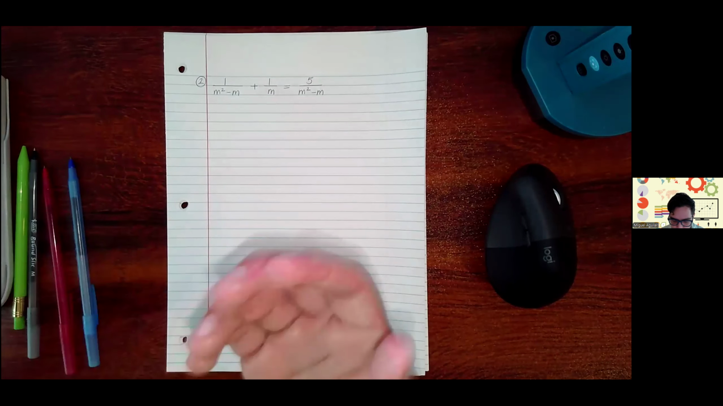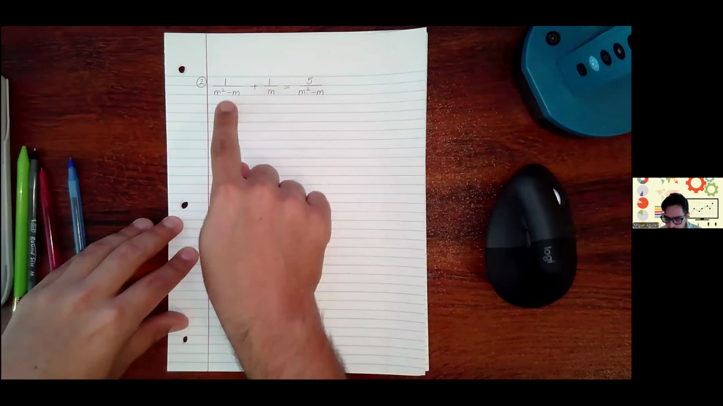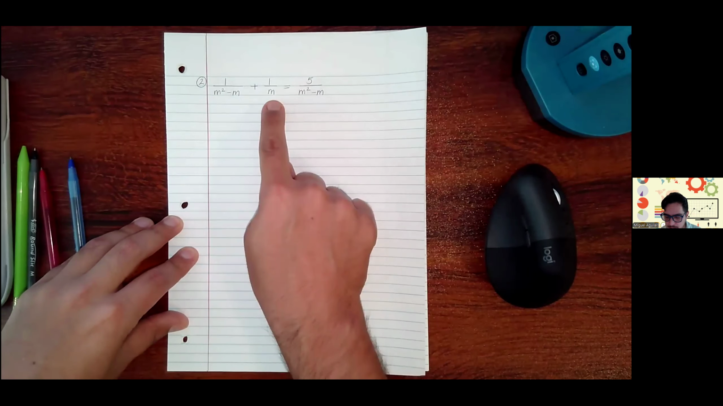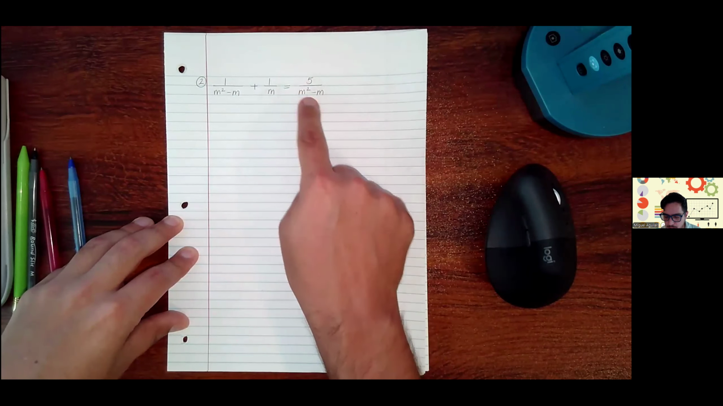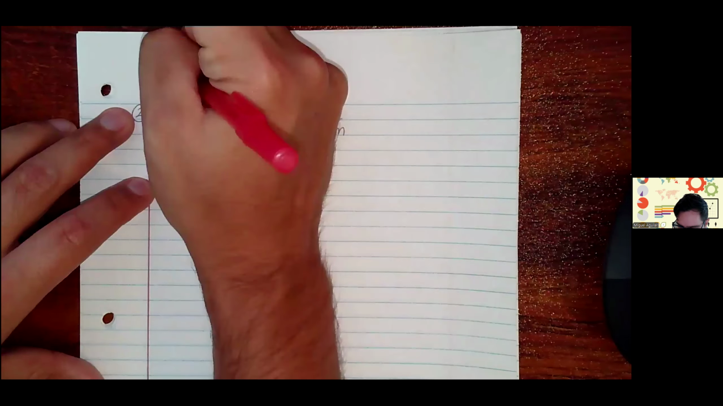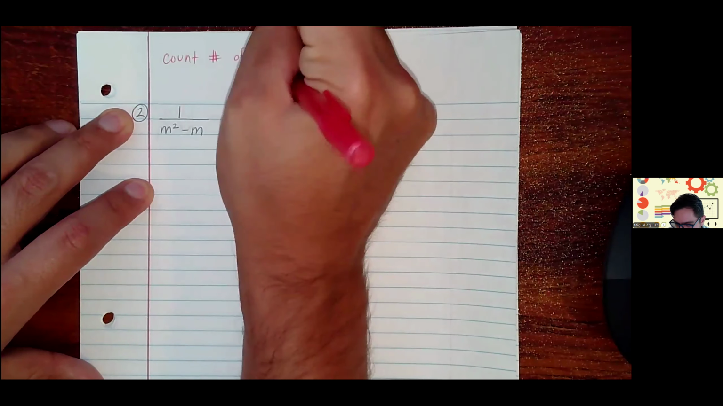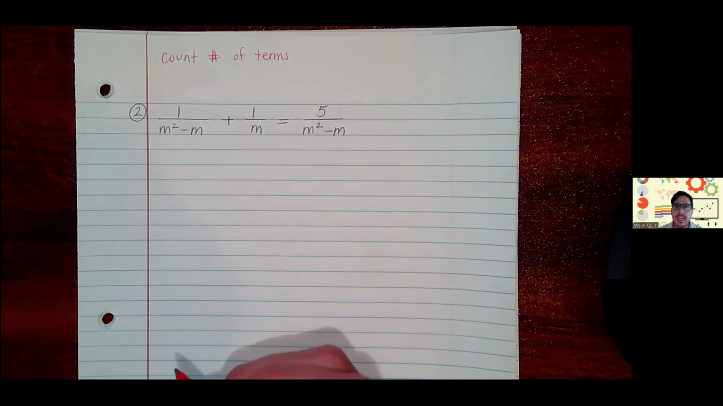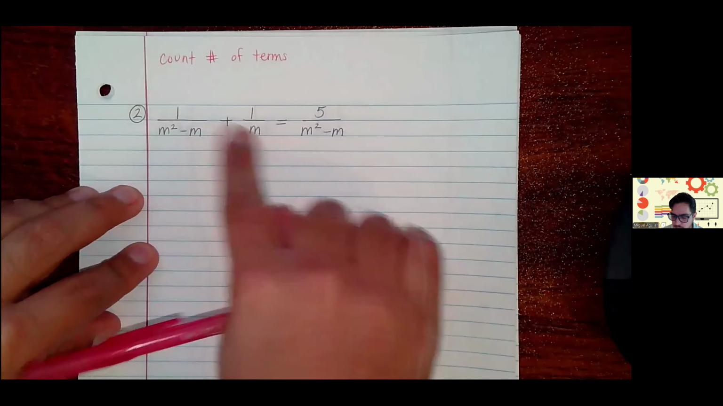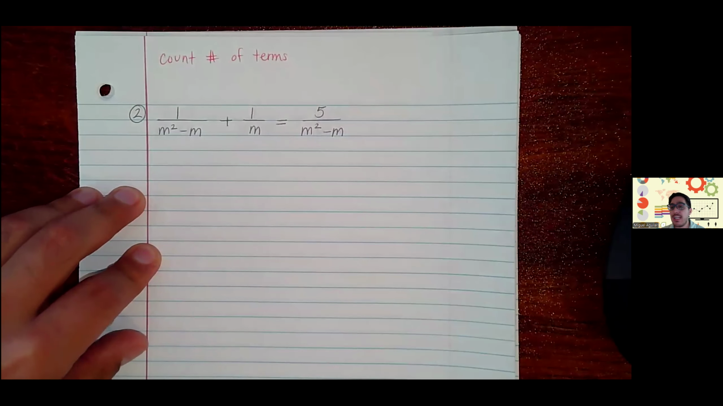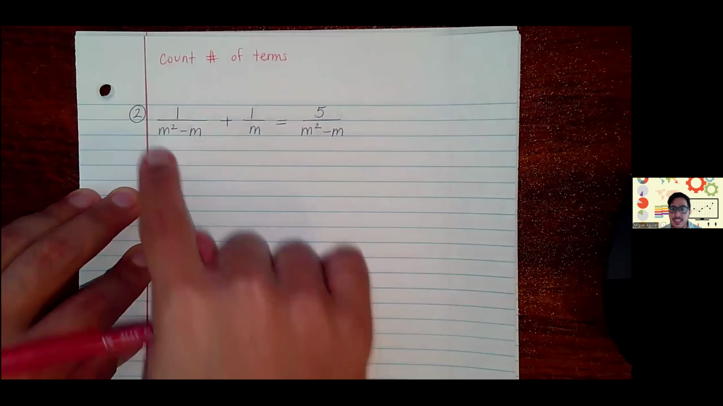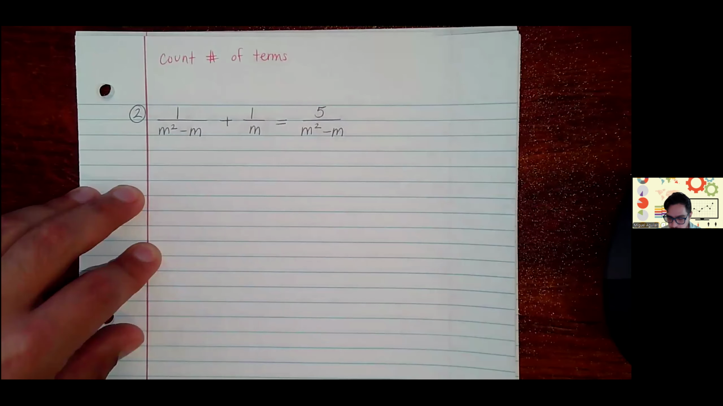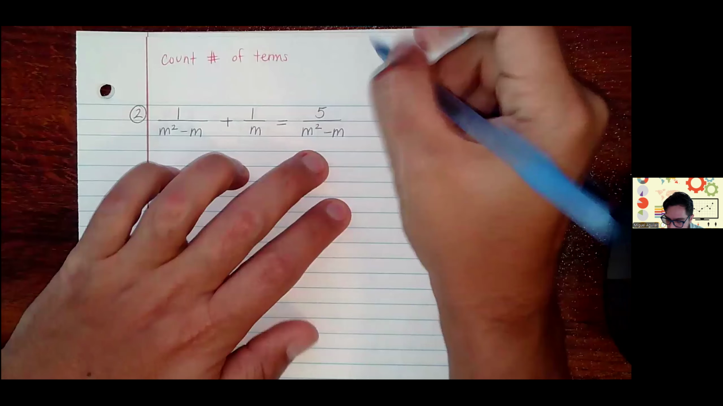Okay. So in this equation, we have 1 over m squared minus m plus 1 over m is equal to 5 over m squared minus m. Okay, so like I said on the previous problem, it's always a good idea to count the number of terms. And the only reason we're doing that is to make sure that when we find the LCD in one of the next steps, that we have correctly multiplied that LCD the correct number of times into the equation. So if we have 1, 2, 3 terms, I'm going to multiply the LCD, whatever it happens to be, by every single term. So you're going to see this written at 3 different places in this equation.